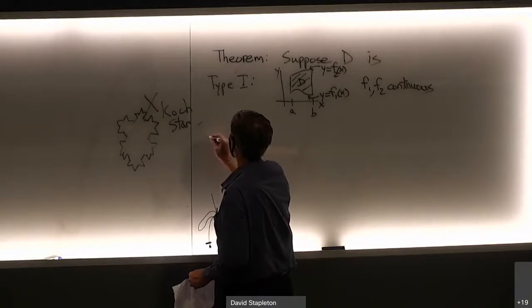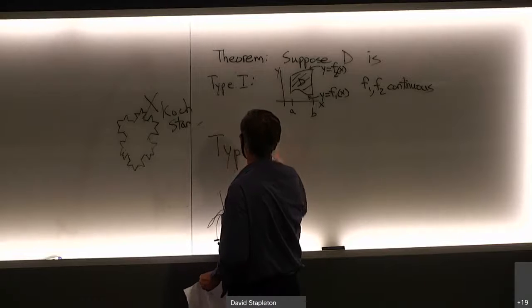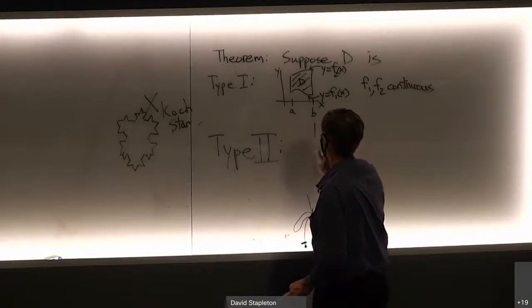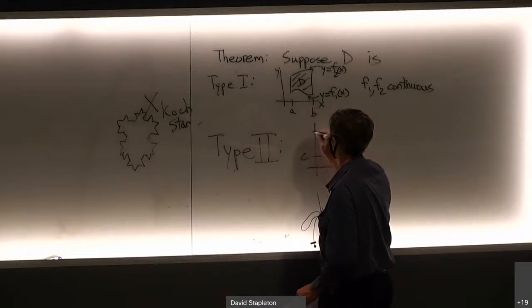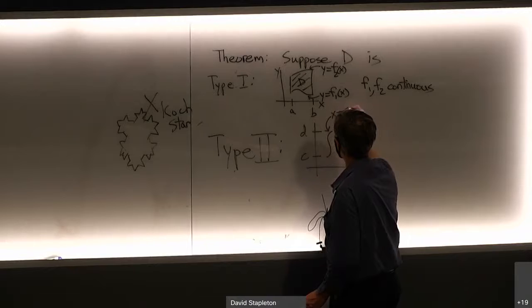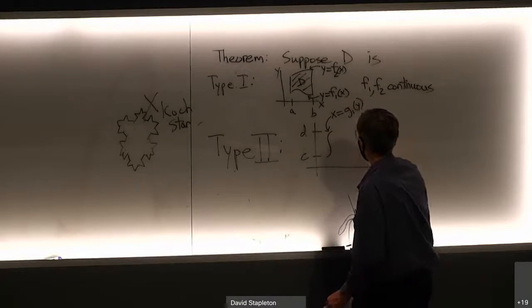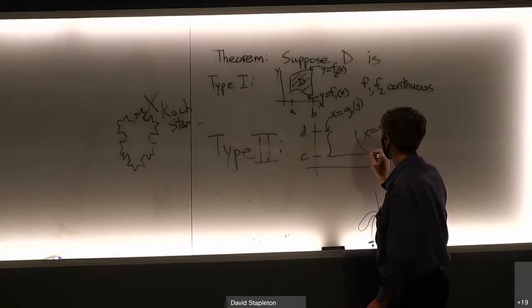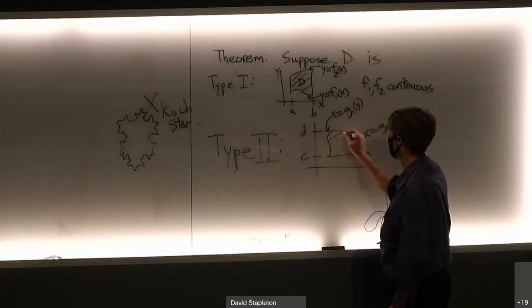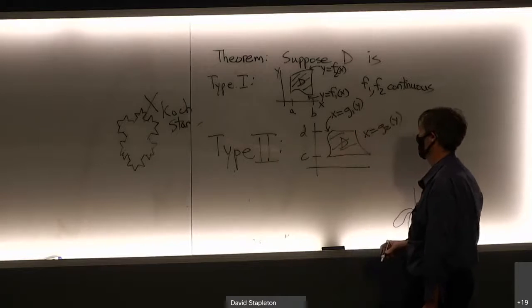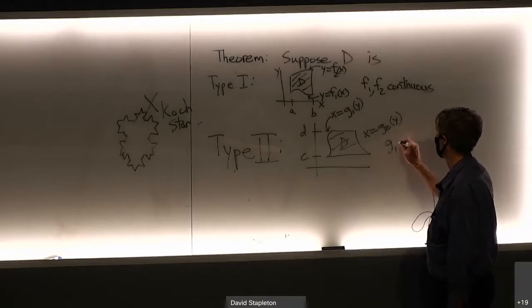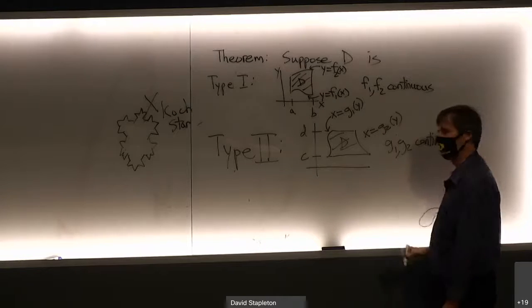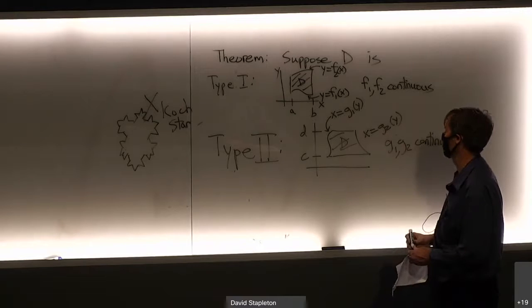The other kind is type 2. I'm looking at that screen and realizing it's probably too small. Type 2 is the same thing in the other direction. Let y go from c to d, and between a curve x equals g1 of y and another curve x equals g2 of y. X a function of y, and horizontal lines y equals c and y equals d, and we'll call this the domain D. If it's this type, with g1 and g2 continuous, that'll be a type 2 region. This encompasses most applications you're interested in, right?